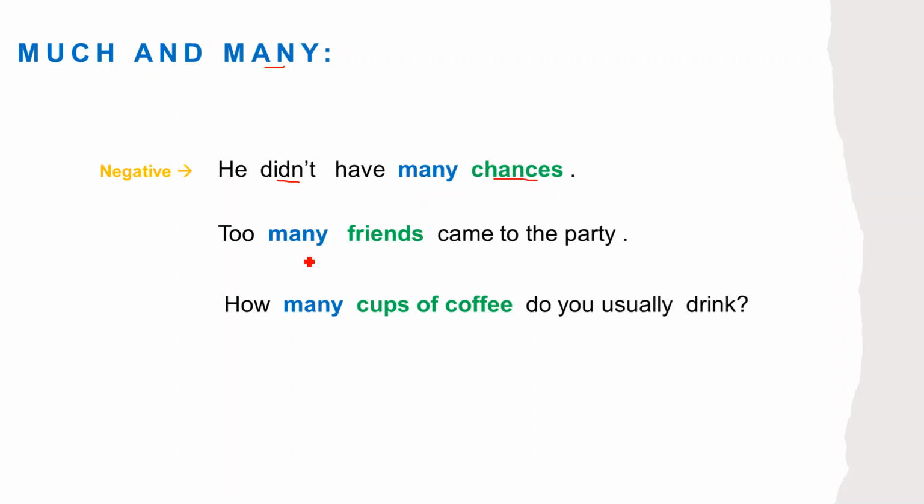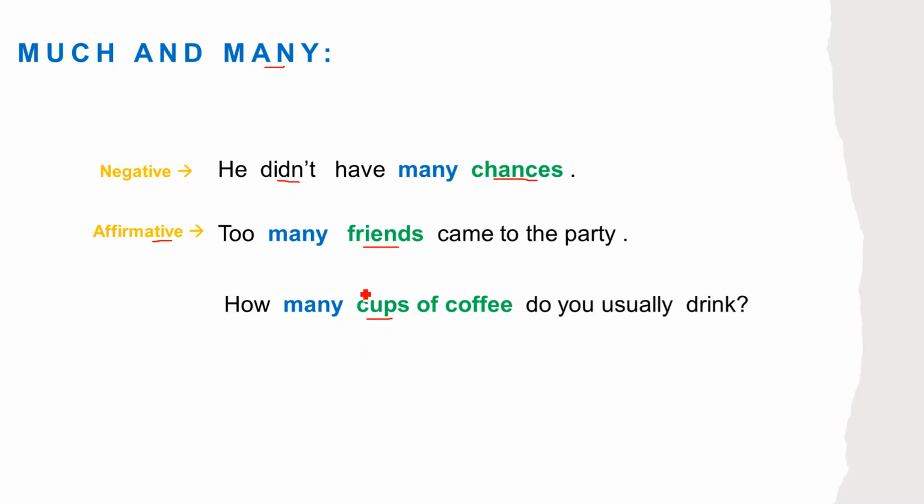Okay, sentence number 2. Too many friends. كلمة friends we have agreed on it before. It is countable وهي من الأسماء المعدودة. Okay, طيب look at the sentence. Can you see any negativity? هل هنا أي شيء يدل إنه الجملة منفية؟ No, so this is affirmative. هذه جملة مثبتة.